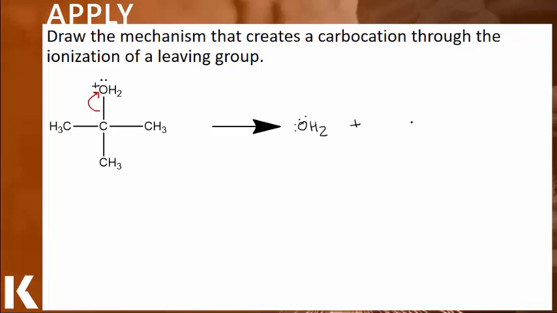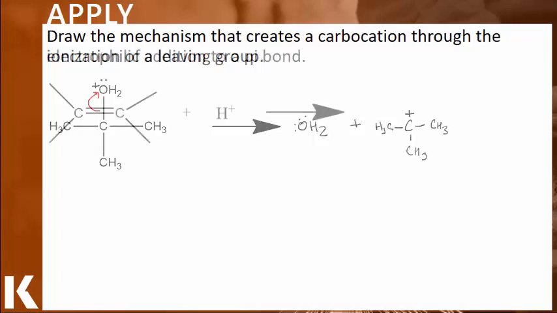The remainder is a carbocation that looks similar to the original molecule, but without the water attached. Notice the carbon was neutral because there was a balance of electrons and protons, but when you remove the negatively charged electrons, this carbon is now positive. So, there you have the creation of a carbocation through the ionization of a leaving group.